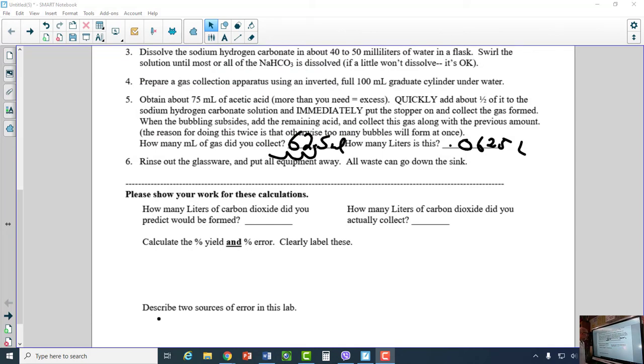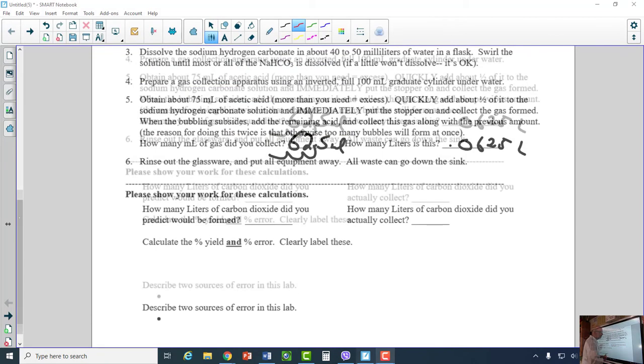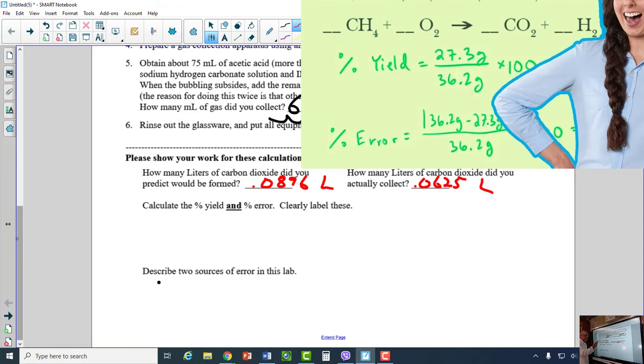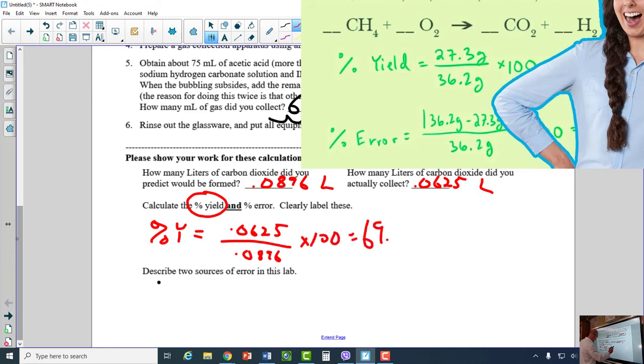How many liters of carbon dioxide did we predict would be formed? I believe it was 0.0896 liters. That's how much we predicted would form, and we actually made 0.0625 liters. Now, percent yield is how much we got compared to how much we were supposed to get. So let's do that first. 0.0625 over what we were supposed to get, 0.0896, times 100. 69.7%. That's how much our percent yield was.